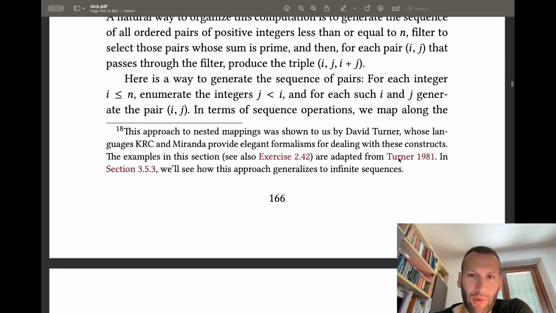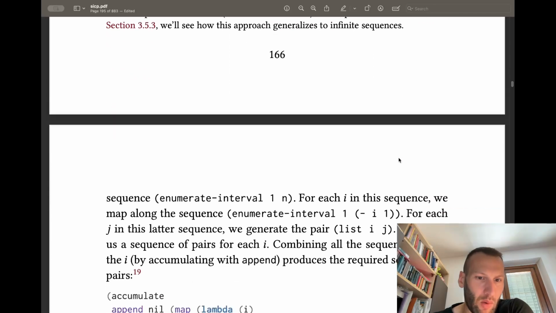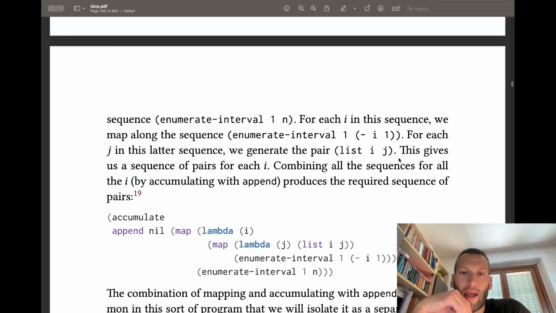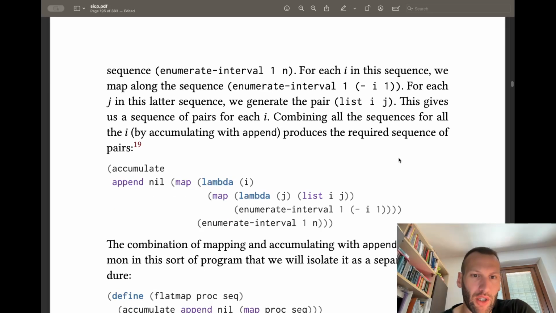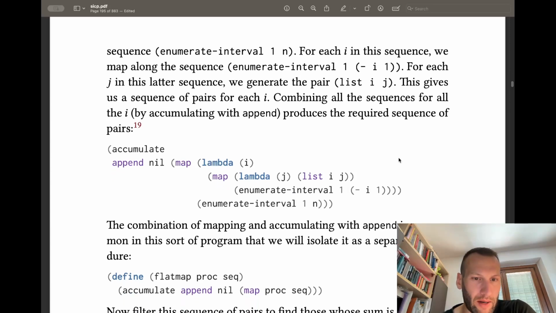In terms of sequence operations, we map along the sequence enumerate-interval 1, n. For each i in this sequence, we map along the sequence enumerate-interval 1, i minus 1, and for each j in this latter sequence, we generate the pair list i, j. This gives us a sequence of pairs for each i. Combining all the sequences for all the i by accumulating with append produces the required sequence of pairs.